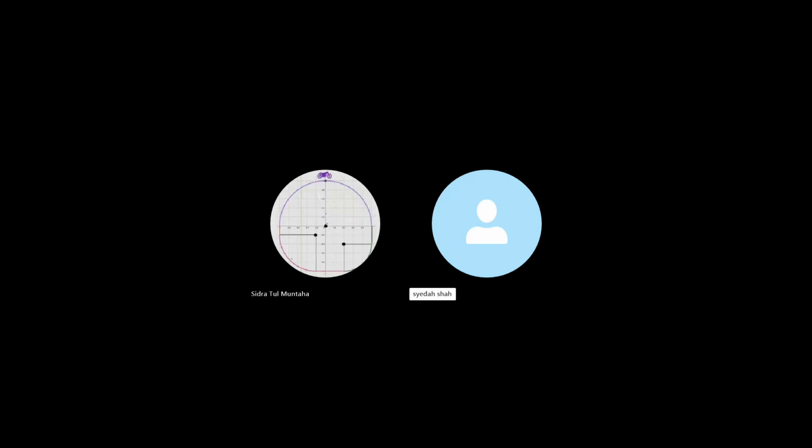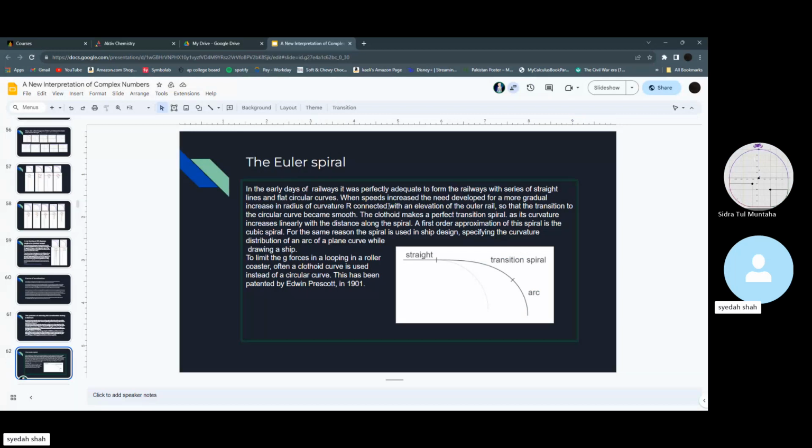Perfectly adequate to form the railways with a series of straight lines and flat circular curves. When speed is increased, the need develops for a more gradual increase in radius of curvature r, connected with an elevation of the outer rail, so that the transition to circular curve becomes smooth. The clothoid makes a perfect transitional spiral as its curvature increases linearly with the distance along the spiral.